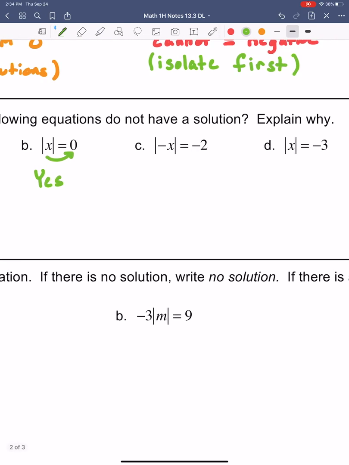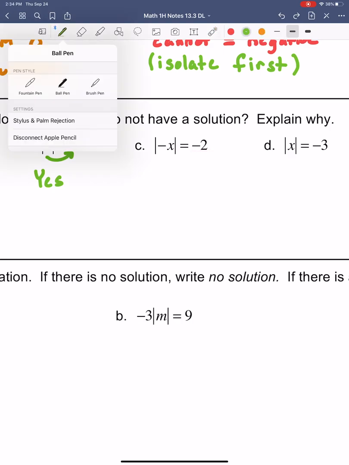Moving to letter C, notice the absolute value is isolated already. Even though there's a negative on the inside, we can't touch that. We're just worried about things that are on the outside. If there's numbers on the outside, then we have to get rid of them. But in this case, we have our absolute value, nothing on the outside, and it equals a negative number. So this is going to be no solution here.